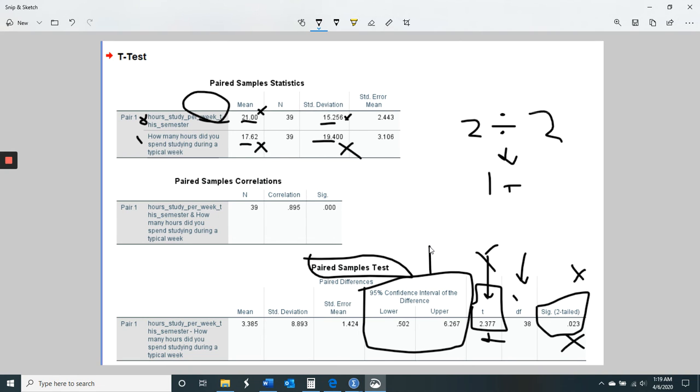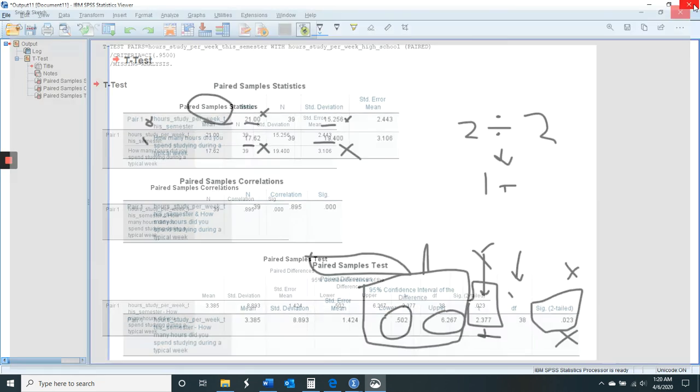So the other sentence is just simply the 95% CI was [0.50, 6.27]. So that's how you interpret the output in the paired t-test.